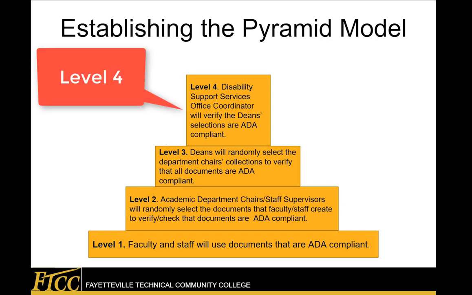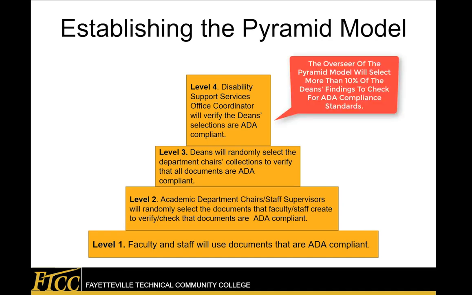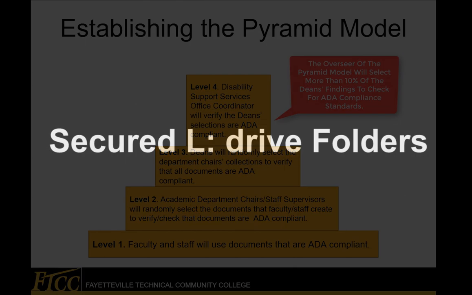Level 4. 10% of the dean's selections will be randomly chosen and checked for ADA compliance by the Disability Support Services Coordinator or Director. On this level, the overseer of the pyramid model will select more than 10% of the dean's findings to check for ADA compliance standards.